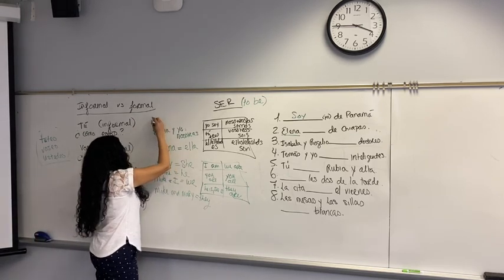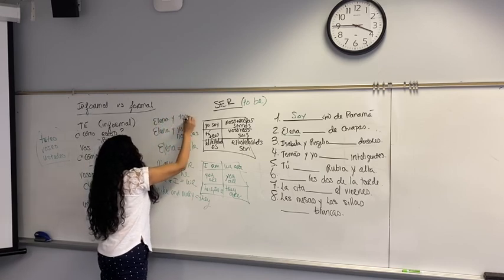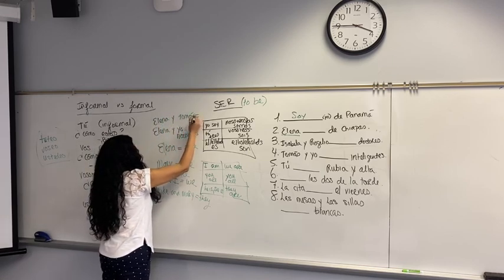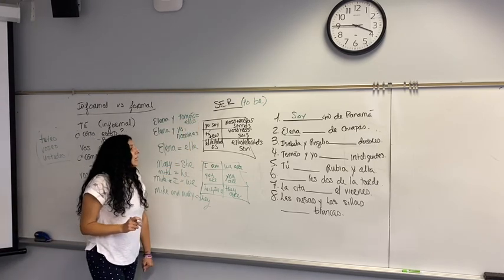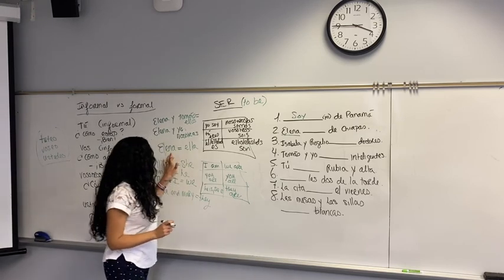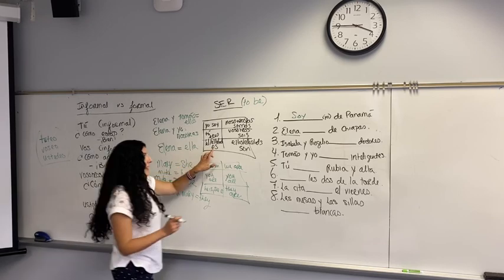If I have two names, right? Elena y Tomás. It's mixed gender, right? So what I really mean is ellos. Okay? All right. Okay. So Elena really means ella. Ella es.